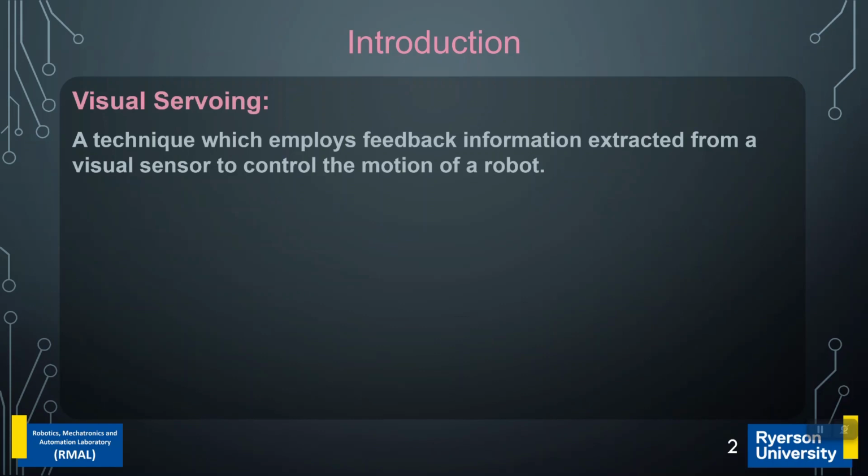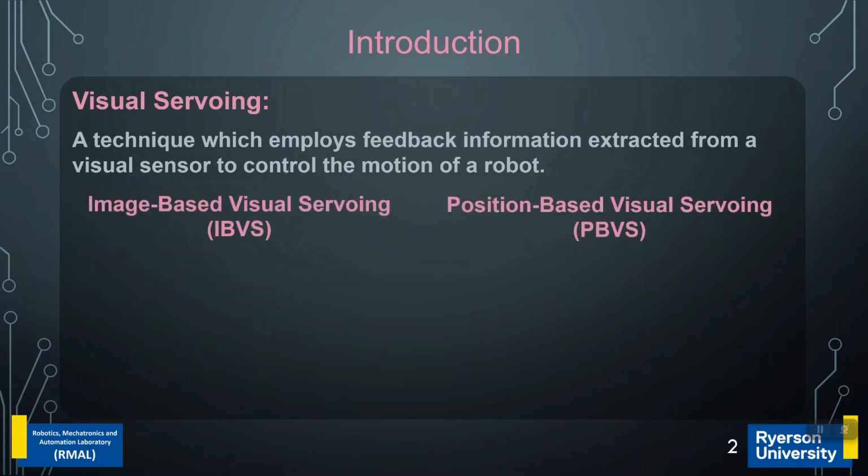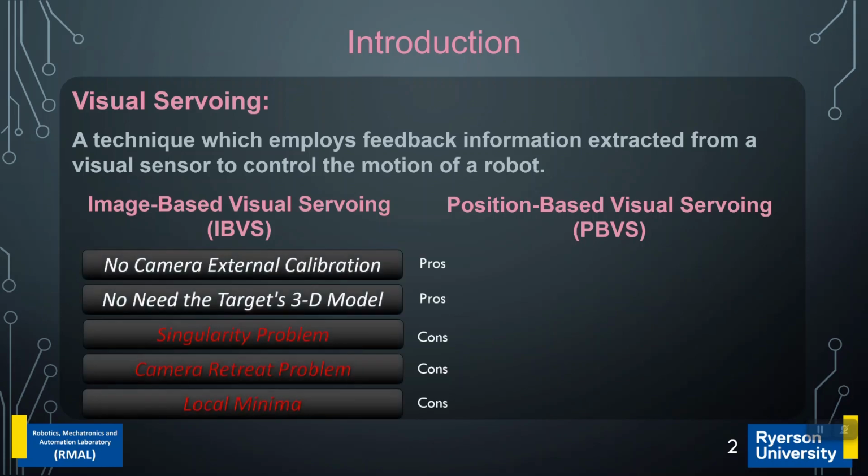Visual servoing is a technique in which we utilize the feedback information provided by a visual sensor to control the motion of a robot. There are two classic visual servo control approaches, image-based visual servoing and position-based visual servoing. In IBVS, there is no need for camera pose estimation or external calibration, and consequently, there is no need for the target's 3D model. But we may have the singularity problem, camera retreat or advance problems, and local minima.